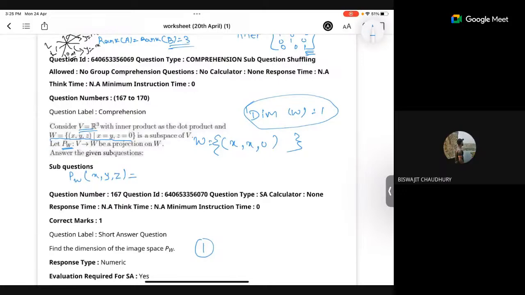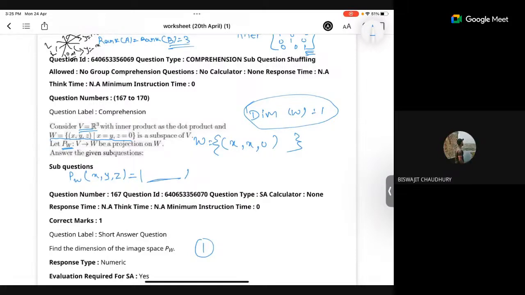PW of XYZ equal to what? We need to solve it, okay? What will be the projection of any vector X, Y, Z to W? We are going to solve this, okay? So you will get something here also, right?